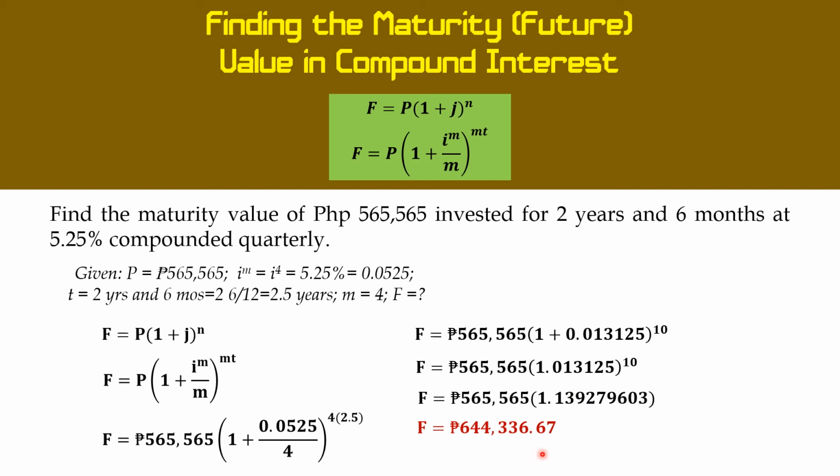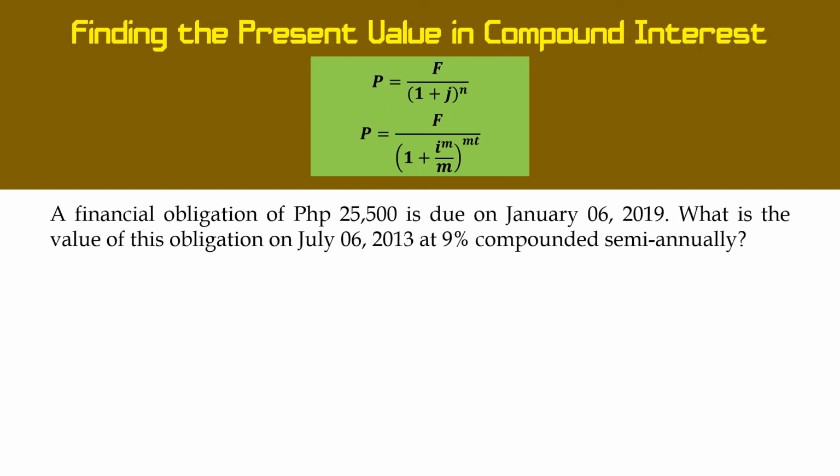Okay. So, next, we have here finding the present value in compound interest. So, the formula to be used is P is equal to future value all over (1 plus j) raised to n, wherein j is equal to i raised to m all over m, and n is equal to m times t. The problem here is a financial obligation of 25,500 pesos is due on January 6, 2019. So, what is the value of this obligation on July 6, 2013 at 9% compounded semi-annually?